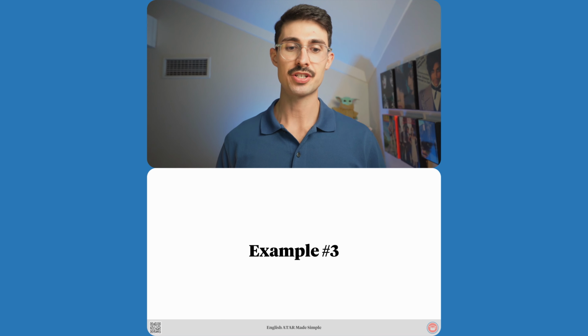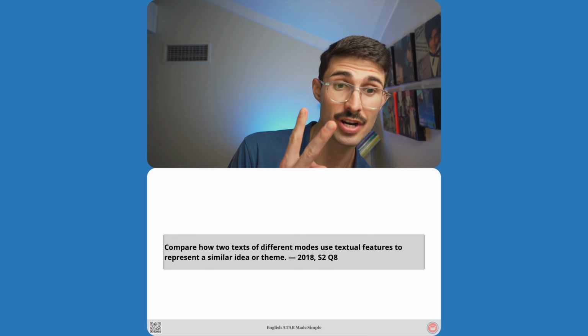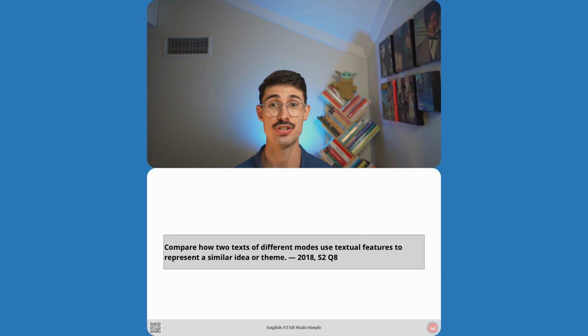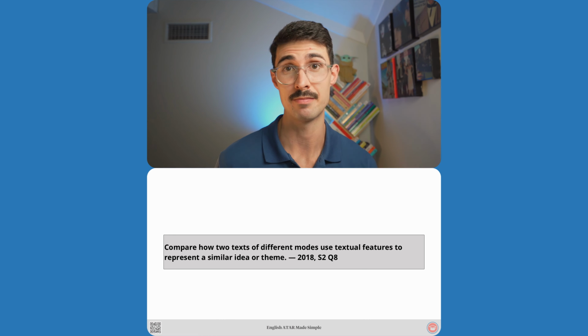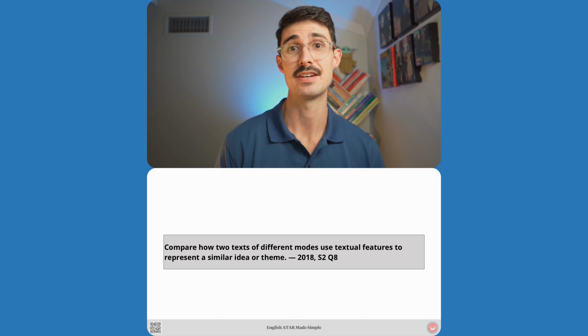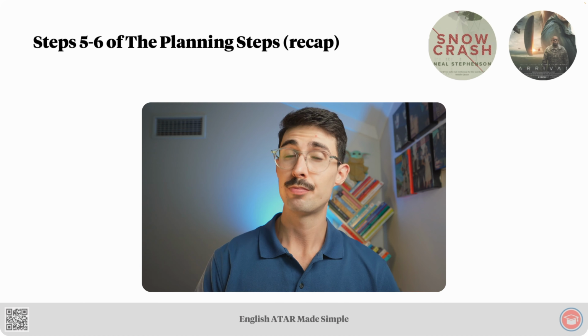This is the question for example number 3. We have: compare how 2 texts of different modes use textual features to represent a similar idea or theme. This comes from the 2018 WACE exam. Quick recap of the last 2 planning steps.